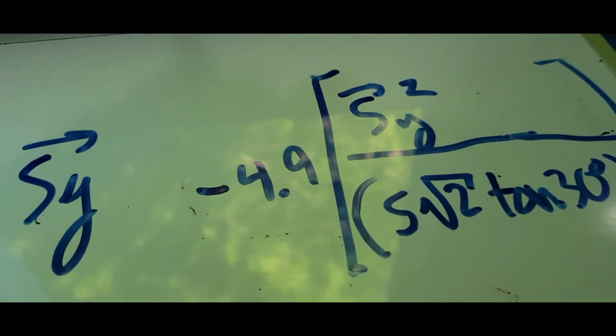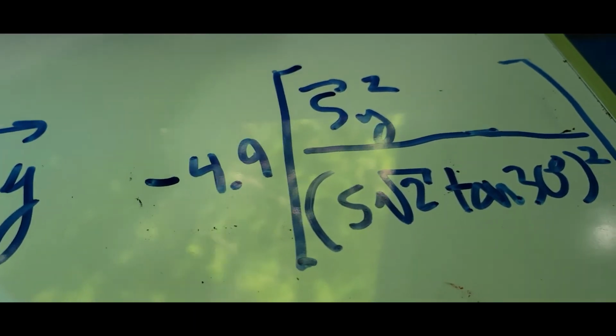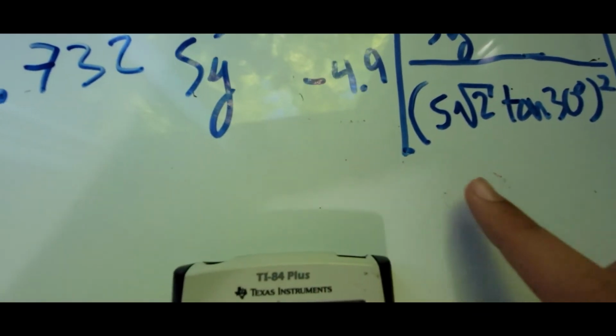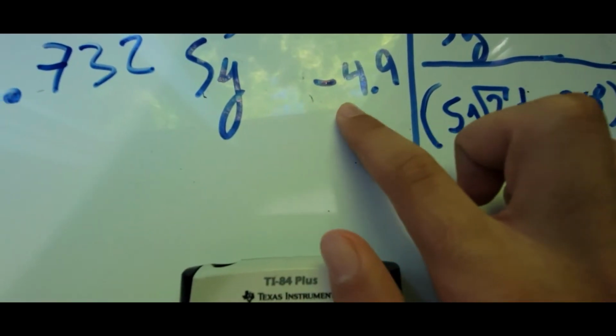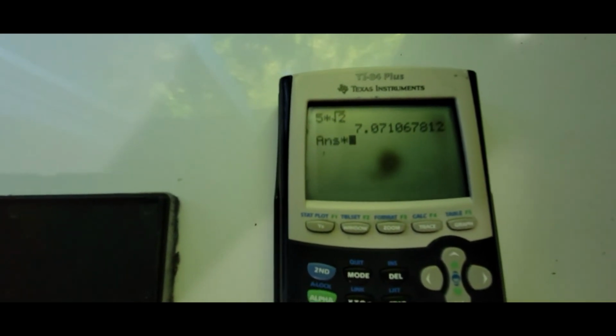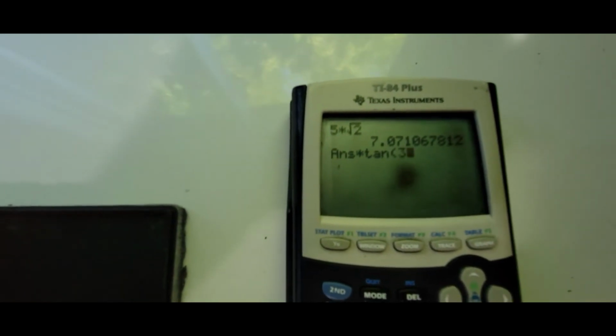So we have all of this is equal to 0. Now we want to try solving for this part of the equation right here, and we could do that with our calculators for the most part. Since we have negative 4.9, we want to divide negative 4.9 by this right here. So we're going to say 5 times radical 2, which is going to equal this, and we're going to times that by the tangent of 30 degrees.